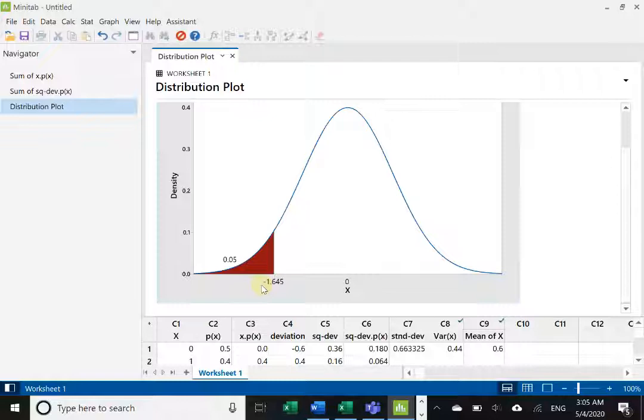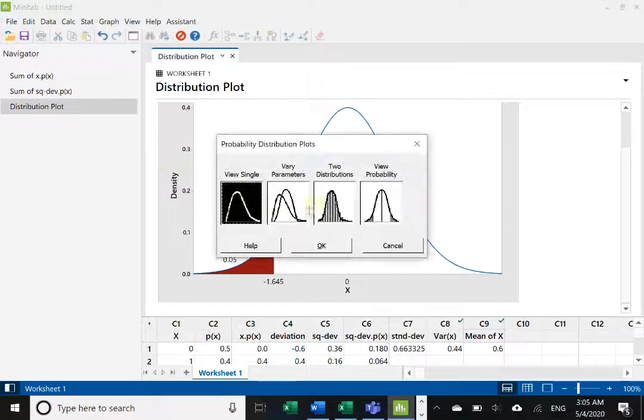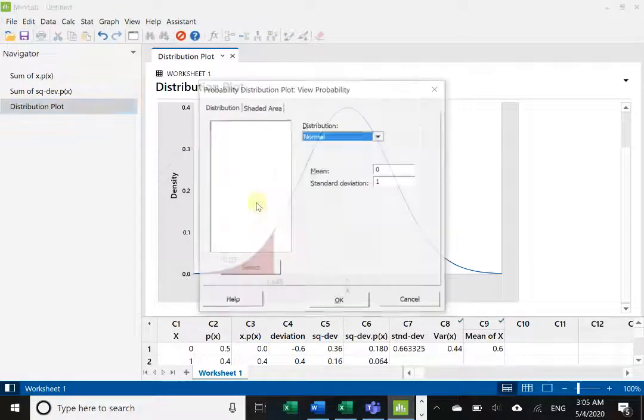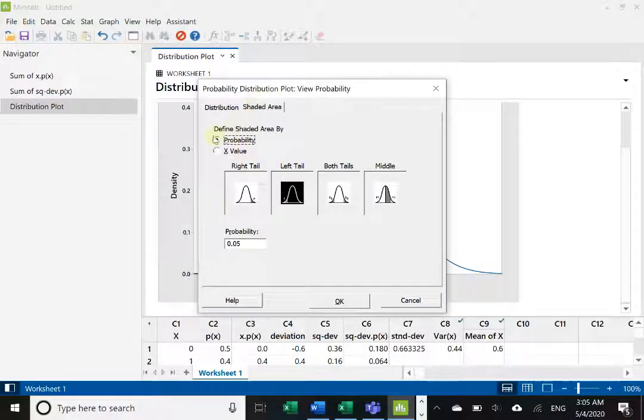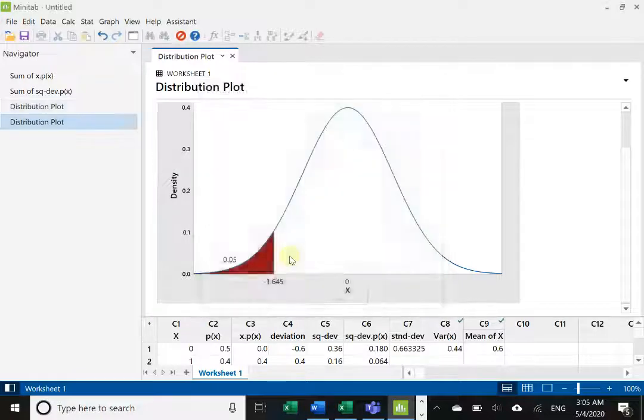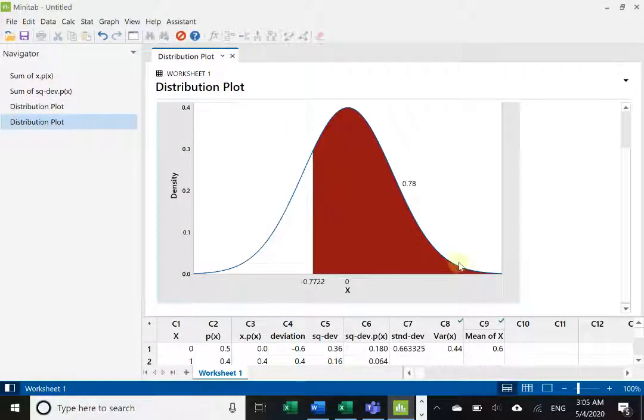Probability of a z greater than a z-score, we want that to be 0.78. So I'm going to go Graph, Distribution Plot, View Probability, Shaded Area, Probability. Now greater than means right tail. Right tail, we want it to be 0.78. Hit OK, and there you go. Negative 0.7722. That's what that z-score is.